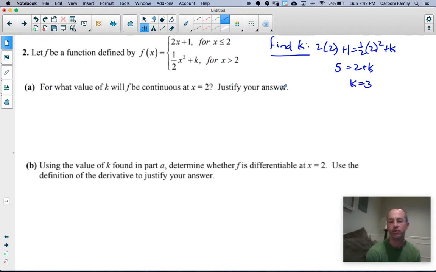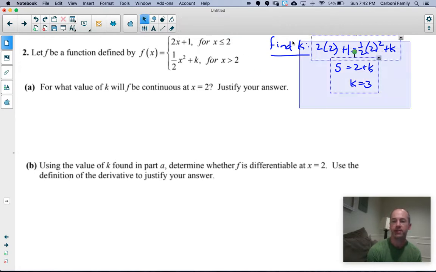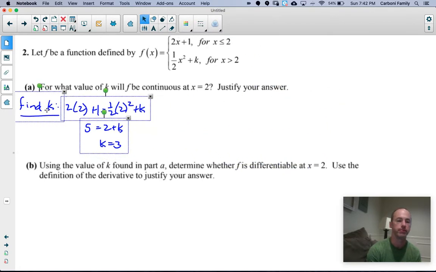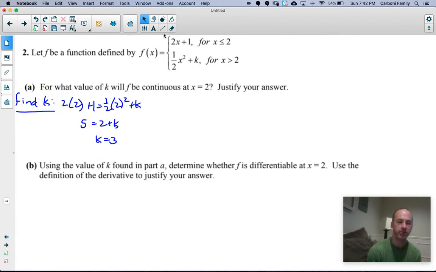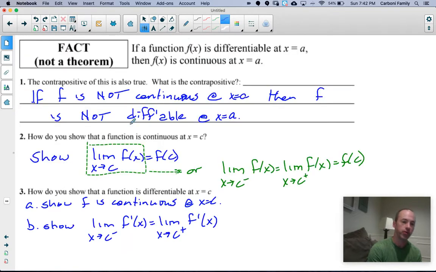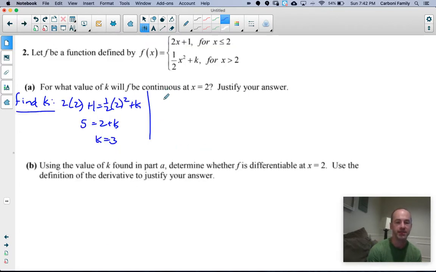However, we have to justify that answer. So there's the algebra for finding k. The calculus for justifying that is you've got to show that the limit as x approaches c is equal to f of c. And in this case, we will have to look at left and right sides separately. So I'm going to have to actually write down the limit as x approaches 2 from the left of f of x, and the left side is this top one. That'll be 2 times 2 plus 1, which is 5.